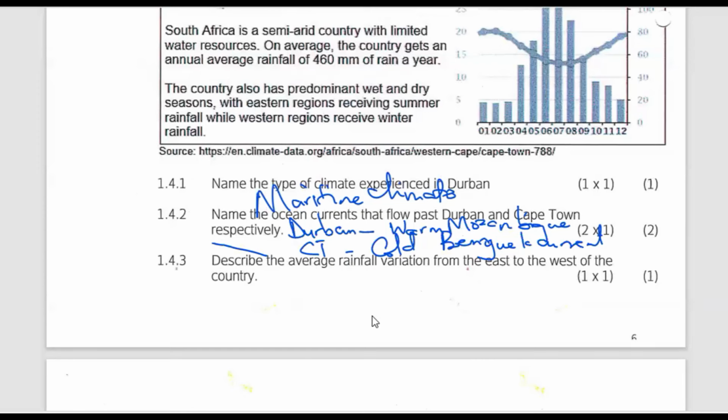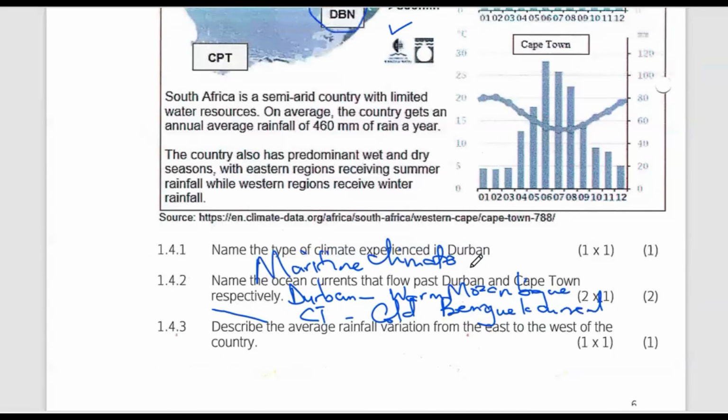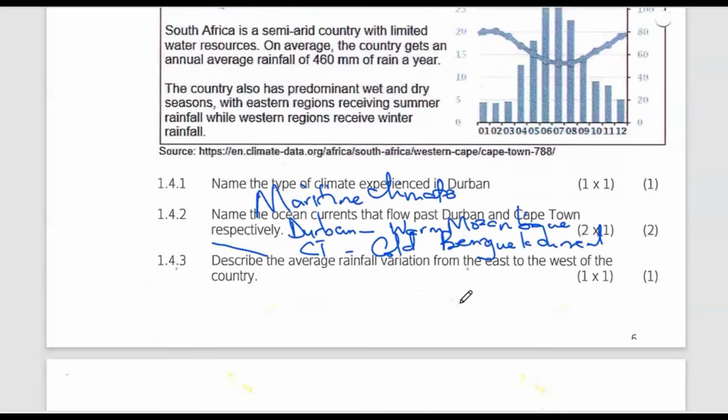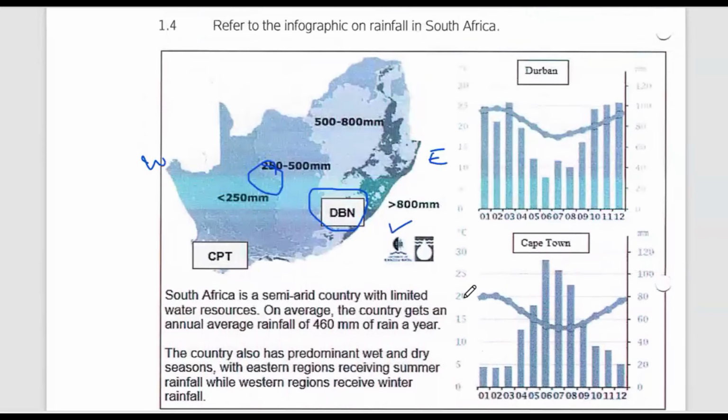Right, we move on to the next question. The next question is talking about describe the average rainfall variation from the east to the west of the country. How does water vary from the east going to the west? So if you check our east, this is our west of our indication, and this is our east. Our question is saying describe the variation of rainfall from the east to the west. So from the east here going to the west.